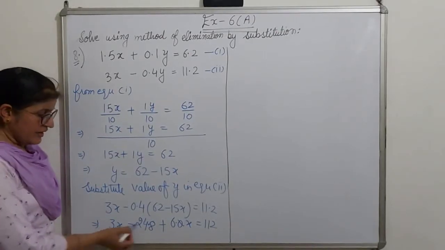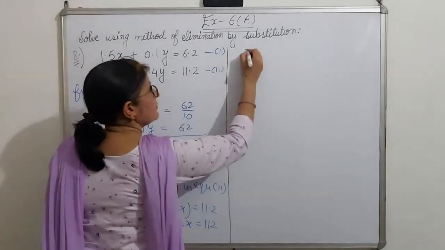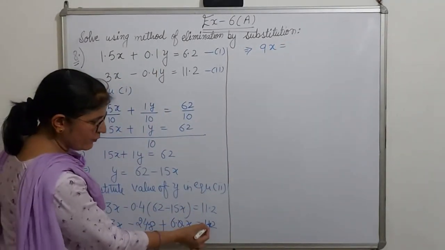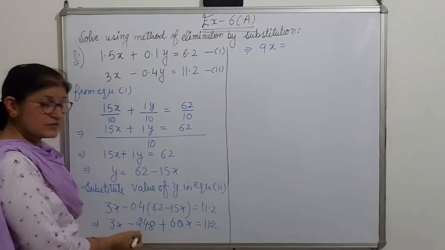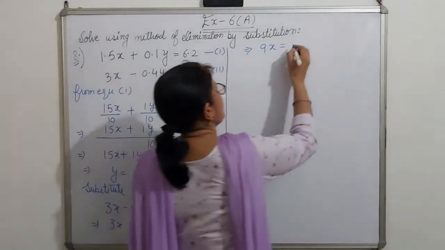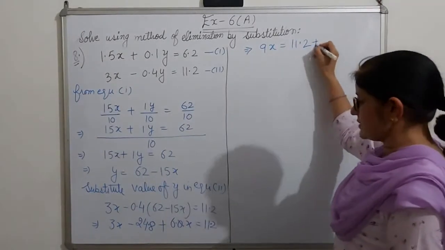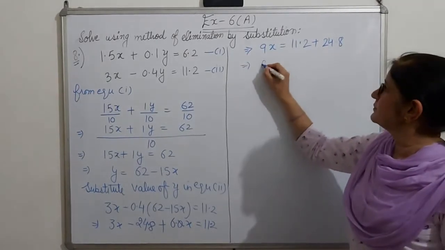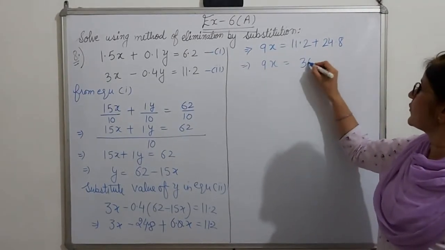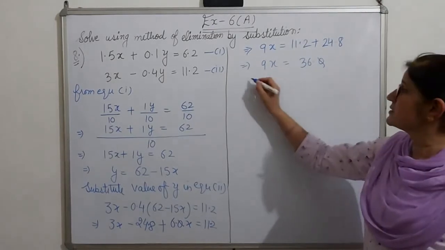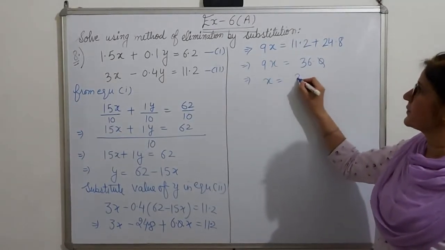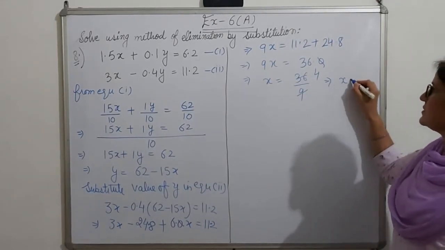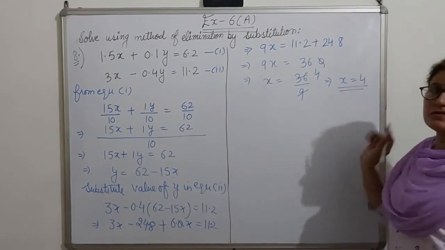Now 3x plus 6x, what will come? 9x. And here it is 11.2 plus 24.8. What will come? It will come 36.0. So 0 is cancelled. So what is the value of x? 36 over 9. So x is 4. So this is the first value.